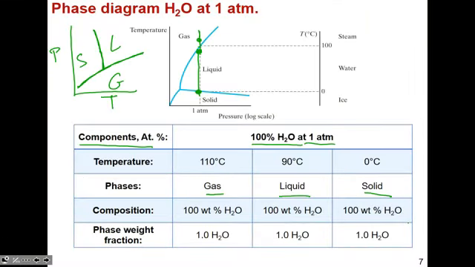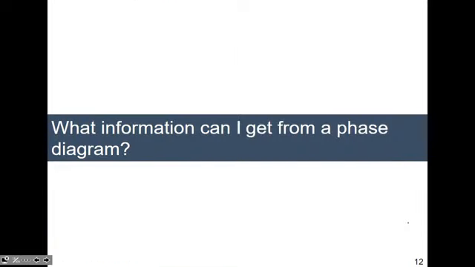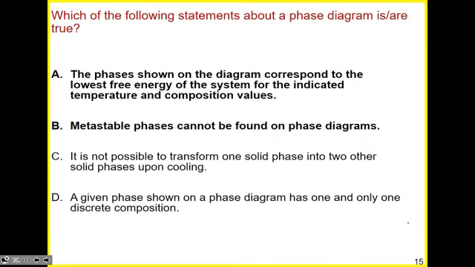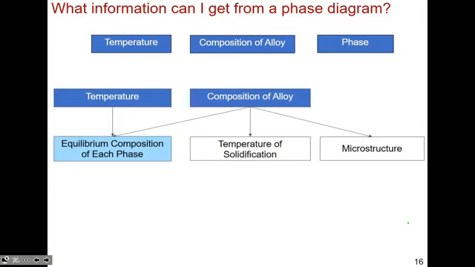Okay, so let's go back. All right, so we've talked about that. What you can extract from a phase diagram: you can extract the equilibrium composition of each phase. You can look to see what is the solubility limit for each phase. The temperature of solidification, when a material goes from liquid to solid, you'll know when that will occur. And then the microstructure, which is extremely important for when you're actually trying to engineer something.